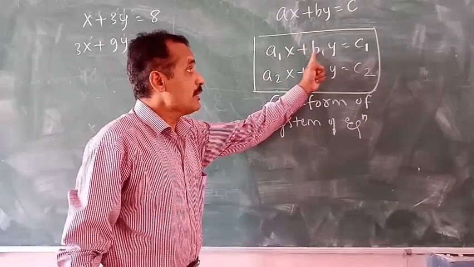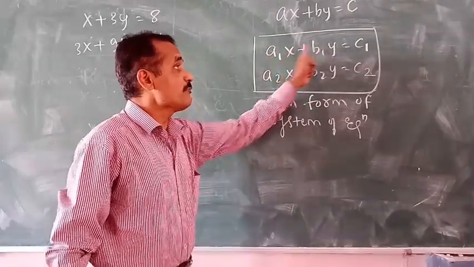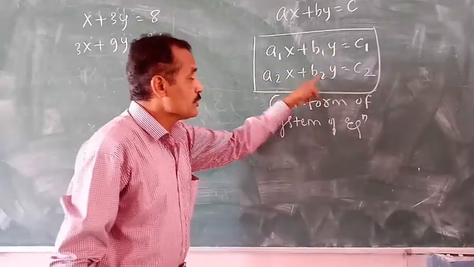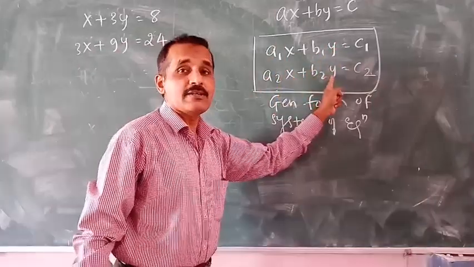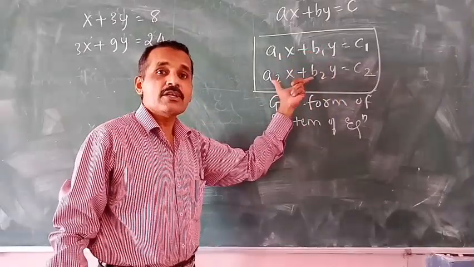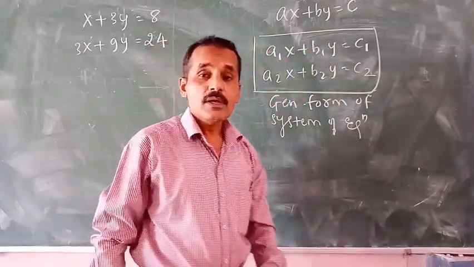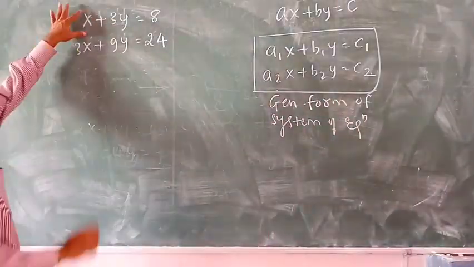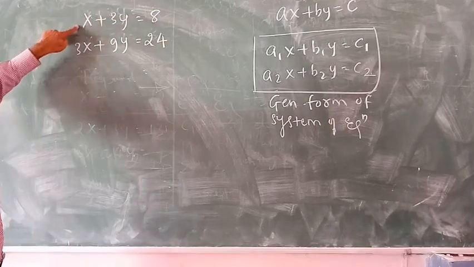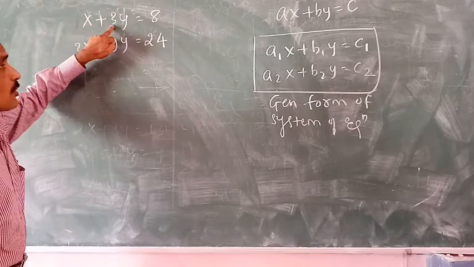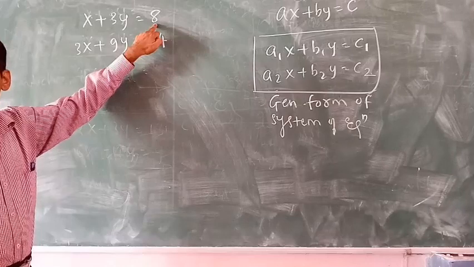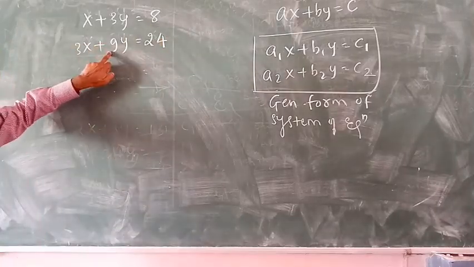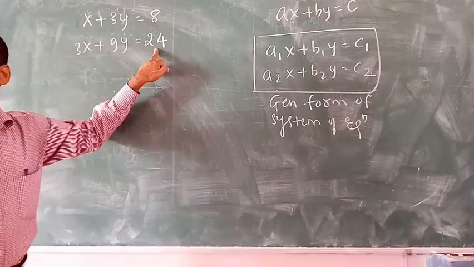a1 and b1 are the coefficients of x and y in the first equation, and a2 and b2 are the coefficients of x and y in the second equation. In this equation, this is called a1, this is b1, this is c1, this is a2, this is b2, and this is c2.